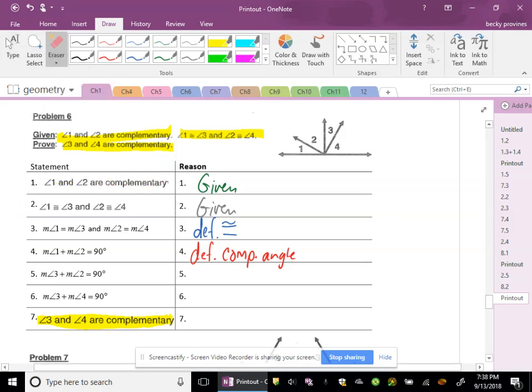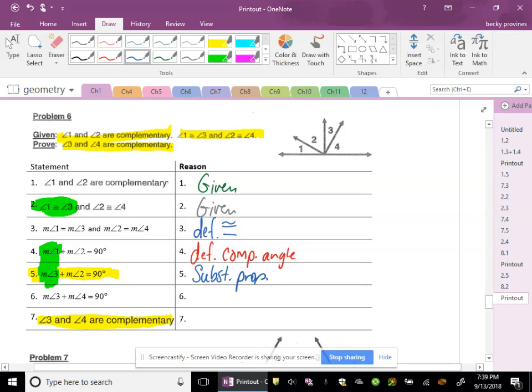All right, so I know step 4, 5, and 6 kind of look the same, but they're not. How's step number 5 different? So from step 4 to step 5, the only difference here is that angle 1 turns into angle 3. So do we know that they're equal? Look at step 2. Are those two equal? They sure are. So we can substitute those out. Let's just write substitution.